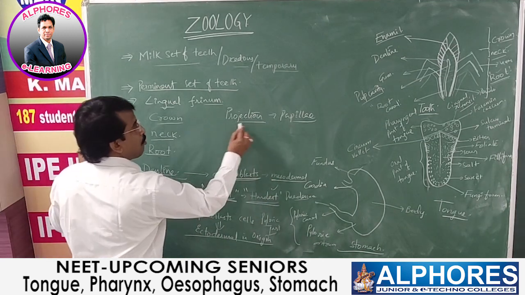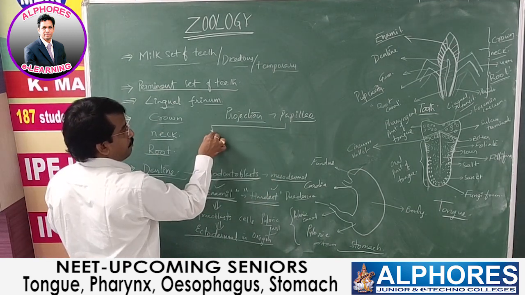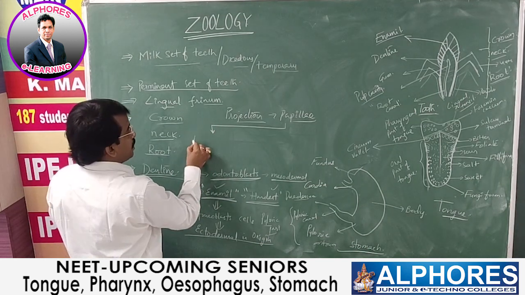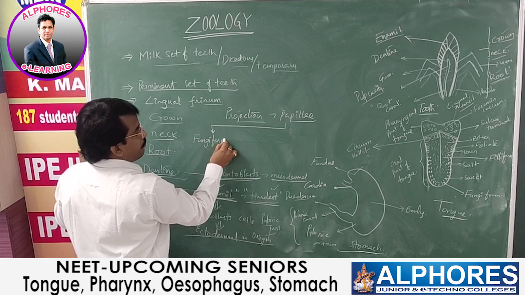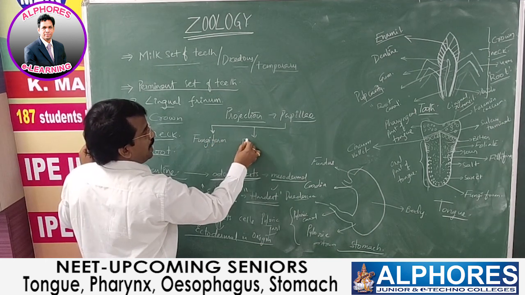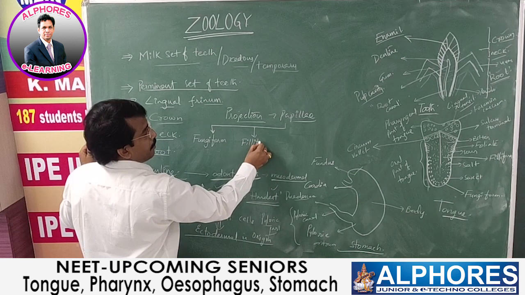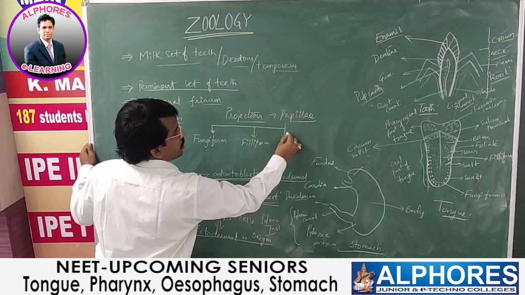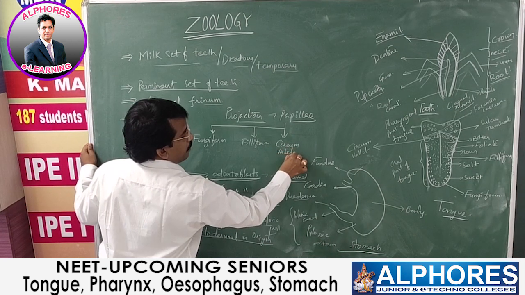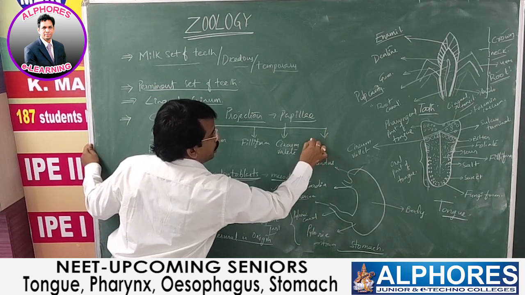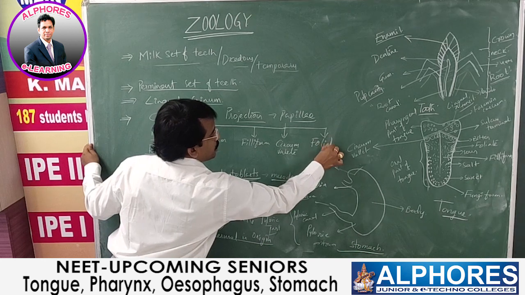These papillae are of 4 types: fungiform papillae, filiform papillae, next circumvallate and the foliate. This is what we see.